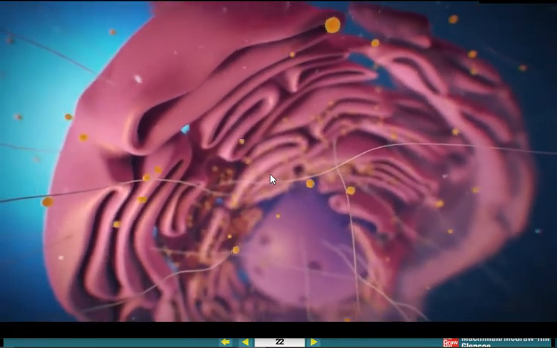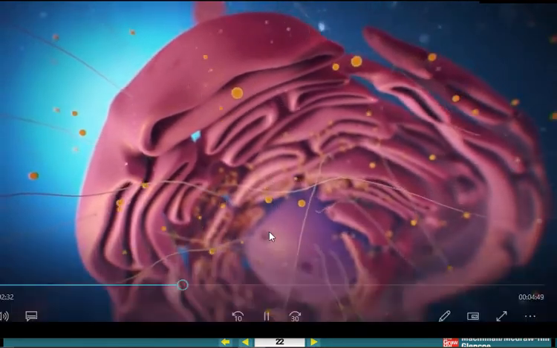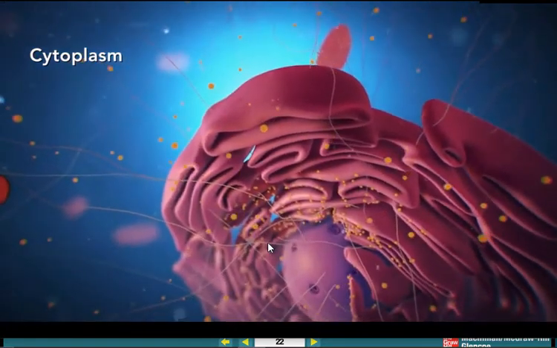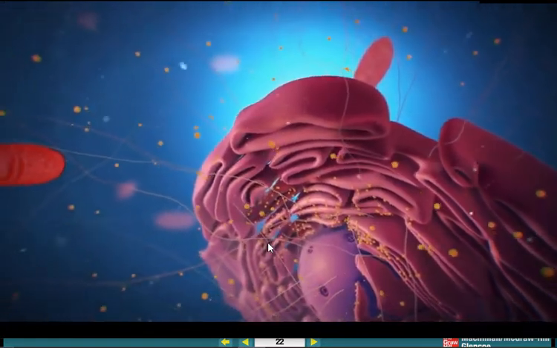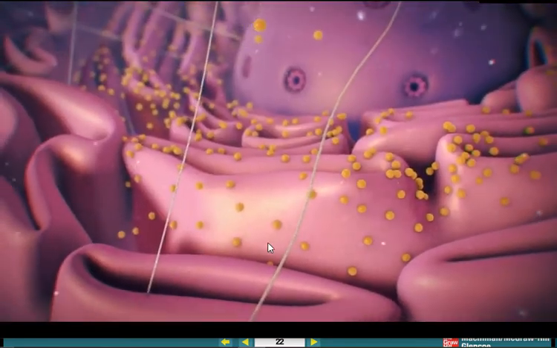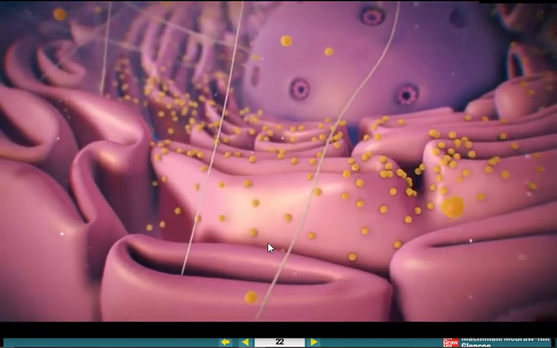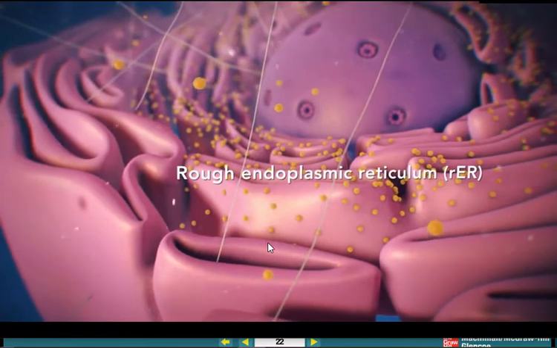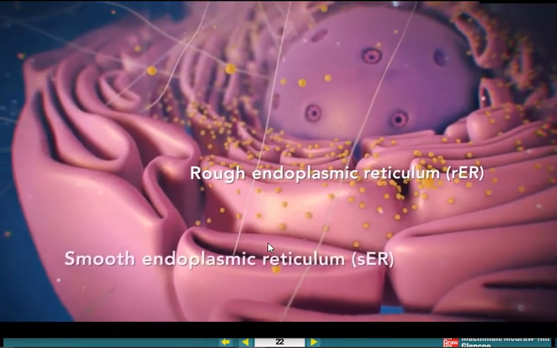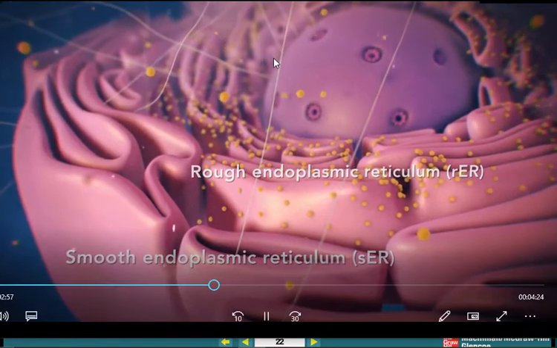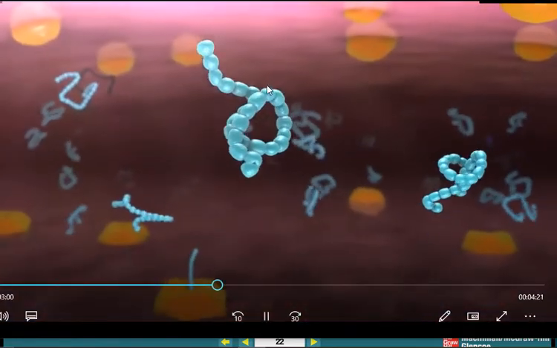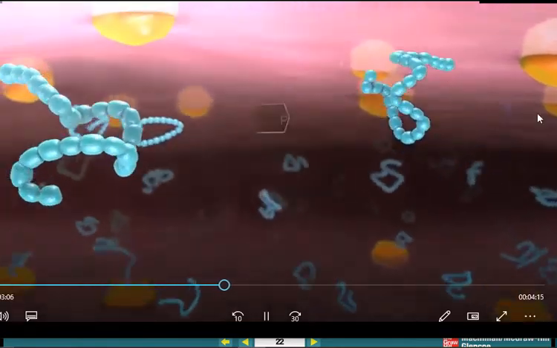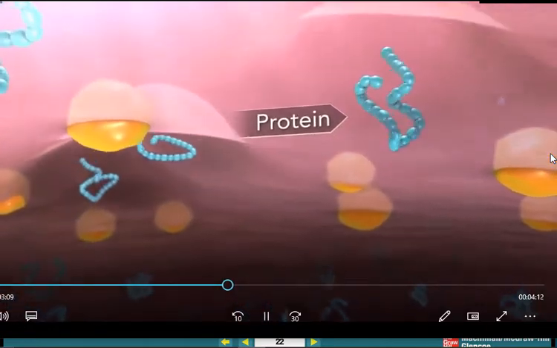Outside the nucleus, the ribosomes and the rest of the organelles float around in cytoplasm, which is the jelly-like substance. Ribosomes may wander freely within the cytoplasm or attach to the endoplasmic reticulum, sometimes abbreviated as ER. There are two types of ER. Rough ER has ribosomes attached to it, and smooth ER doesn't have ribosomes attached to it. The endoplasmic reticulum is a membrane-enclosed passageway for transporting materials, such as the proteins synthesized by ribosomes.